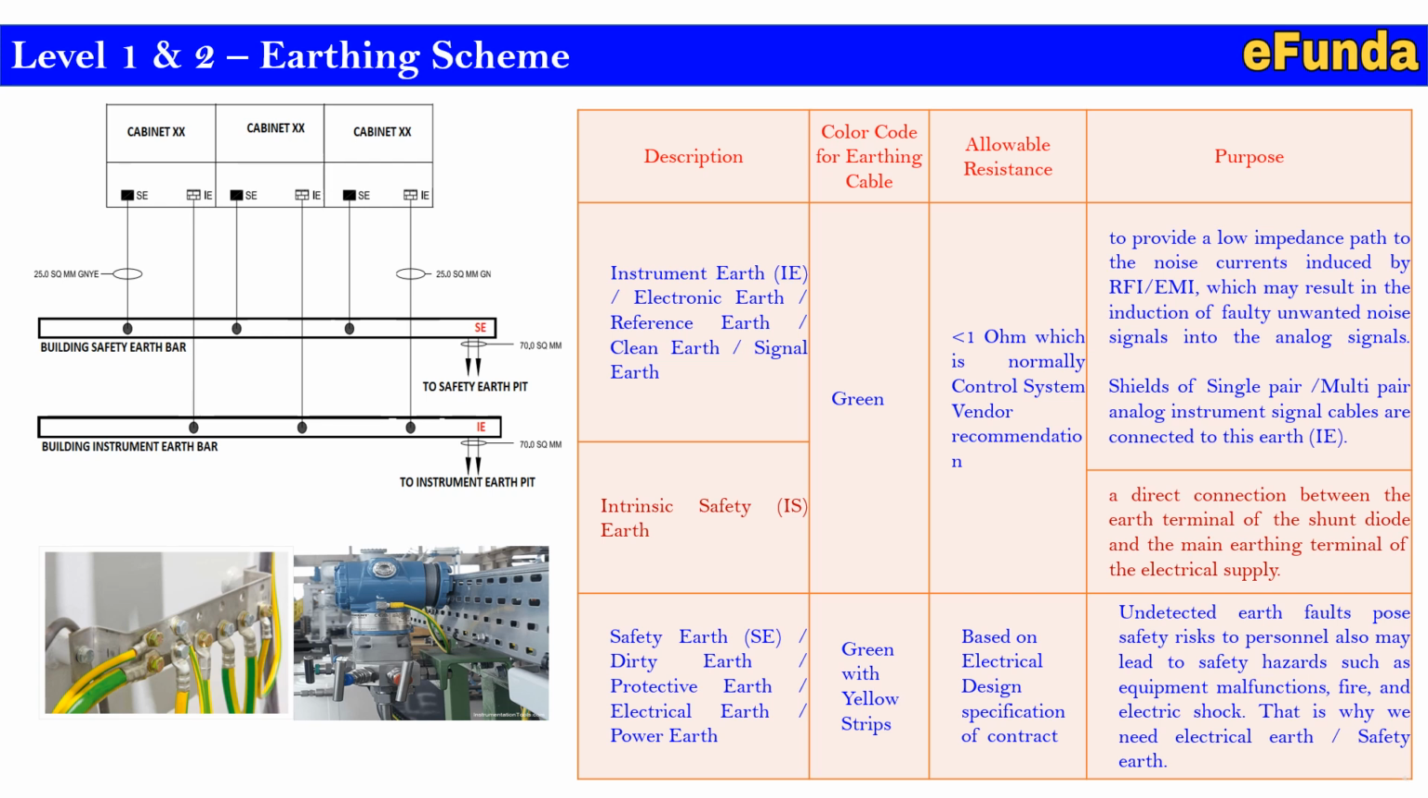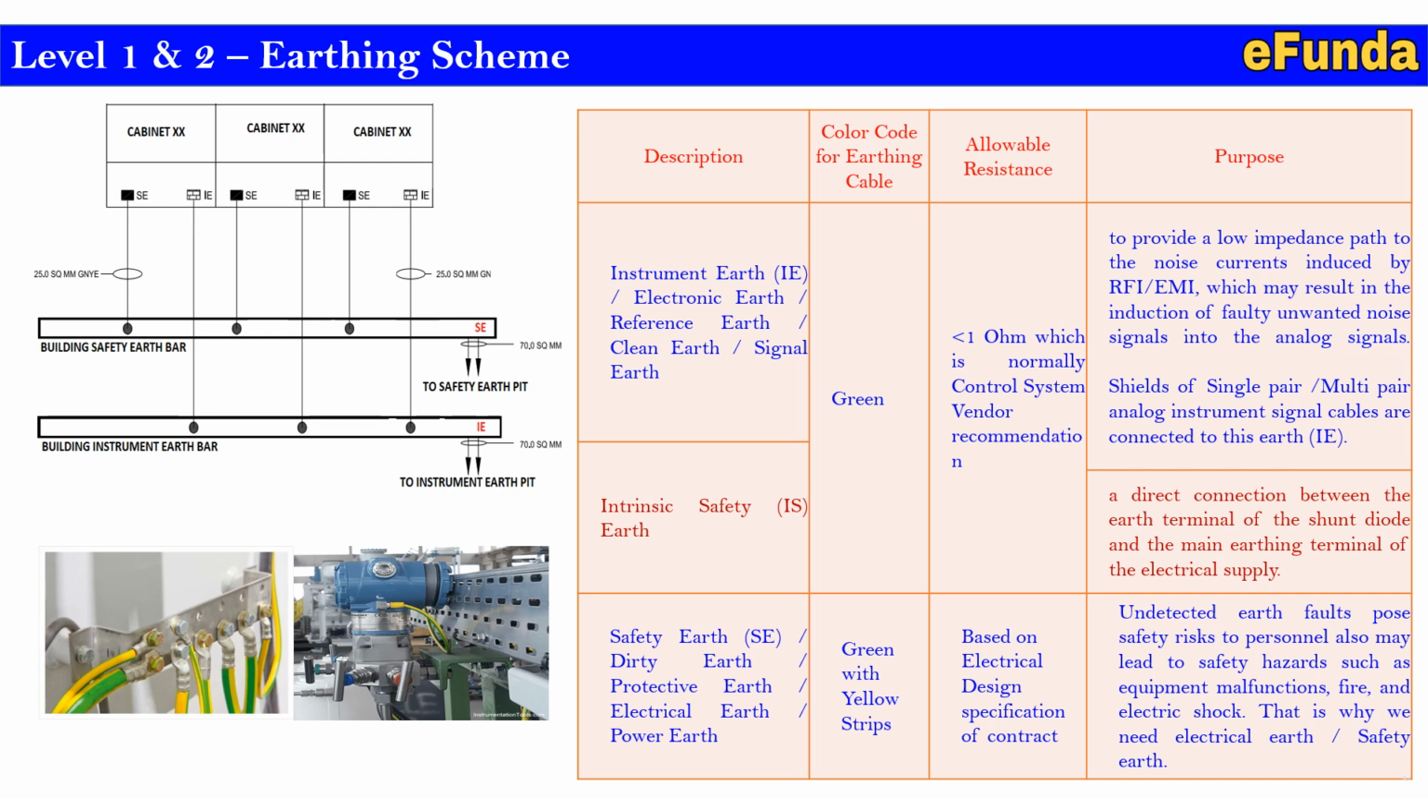earth. Intrinsic safety earth, that is the IS earth, used with a green color, and similarly less than 1 ohm value, which has a direct connection between the earth terminal of the shunt diode and the main earthing terminal of the electrical supply. Safety earth, that is AC, dirty earth, protective earth, electrical earth or power earth, used with a green with yellow stripes based on the electrical design specification contract.